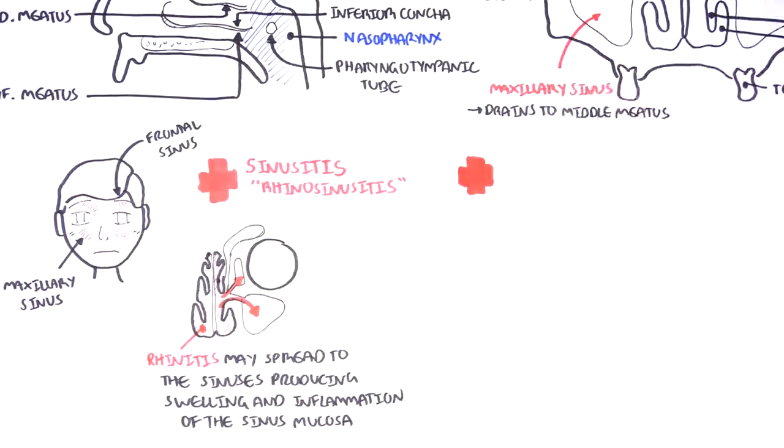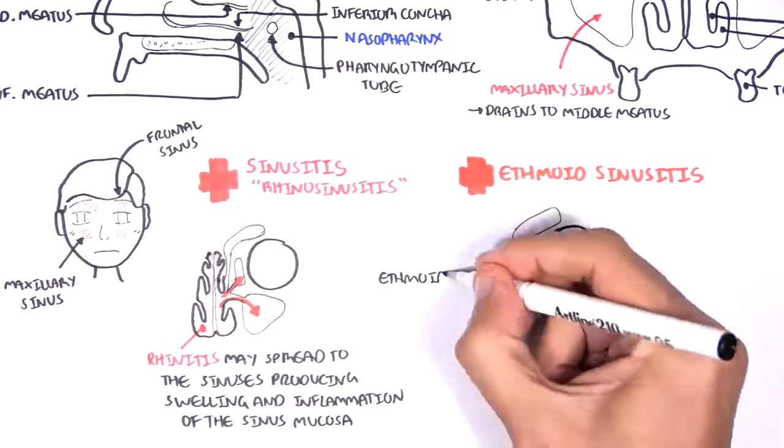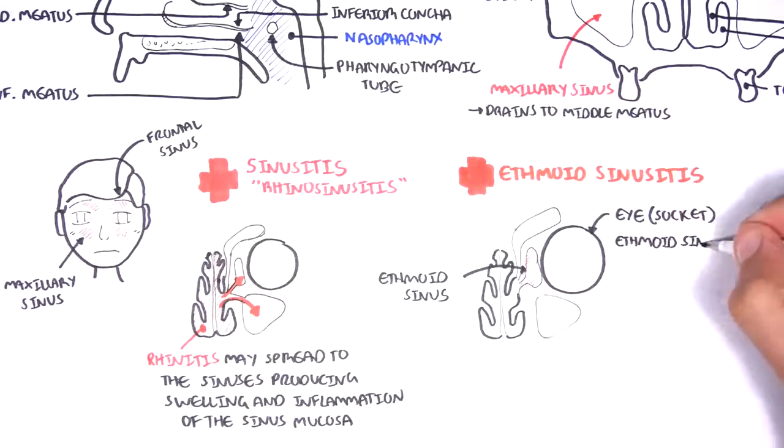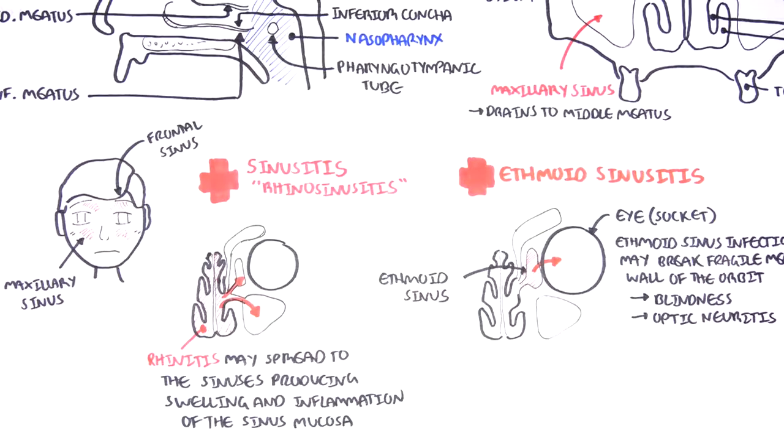Let's talk about complications of sinusitis. So ethmoid sinusitis is of particular concern. Ethmoid sinus infection may break the fragile medial wall of the orbit, allowing infection to spread to the eye, which can cause blindness or even optic neuritis.